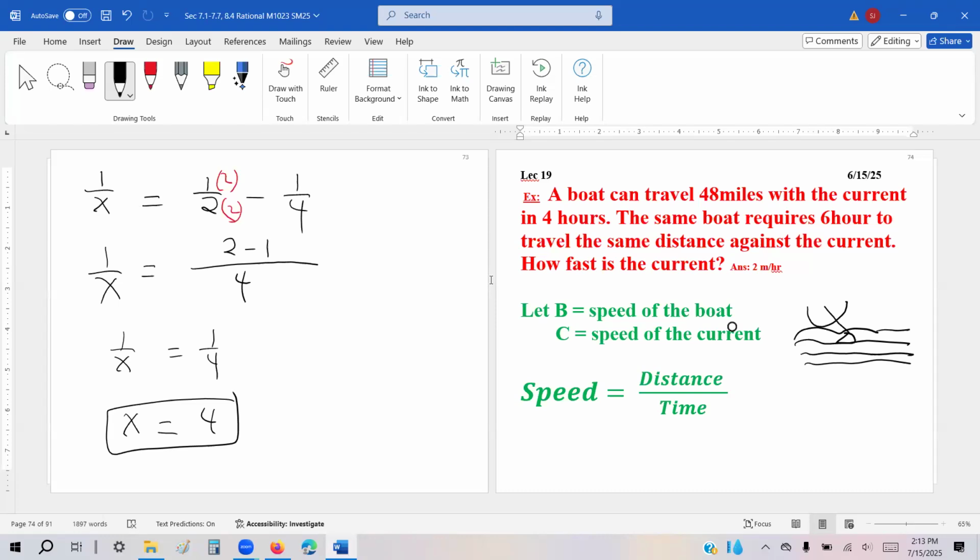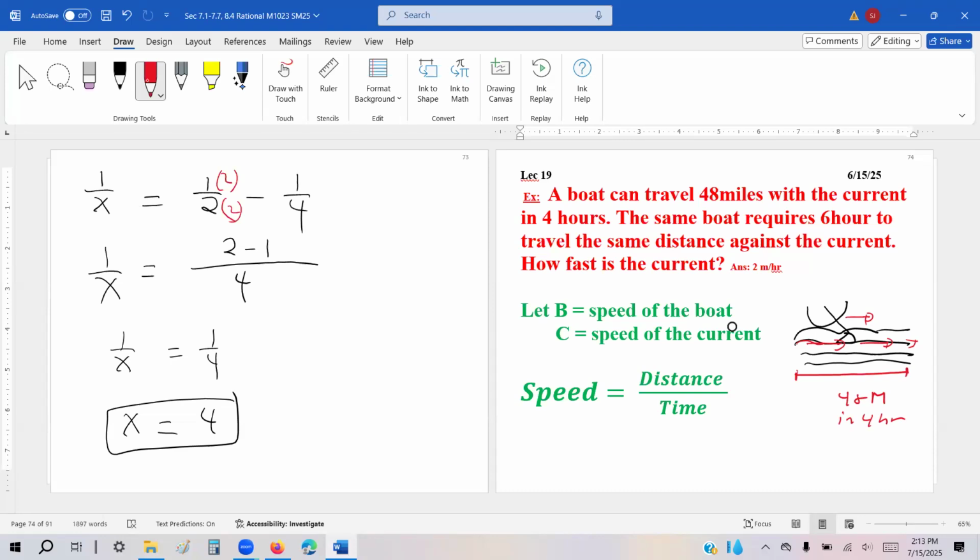Okay. Now here it says you have a boat and you're traveling 48 miles. From here to here, 48 miles. When you're going with the current, so the current is flowing this direction, and also your boat is going this direction. When you're going with the current, you're crossing 48 miles in 4 hours. So what is your speed?